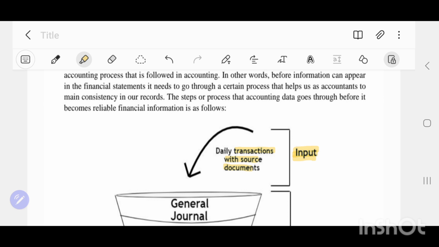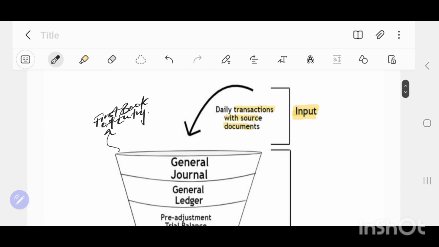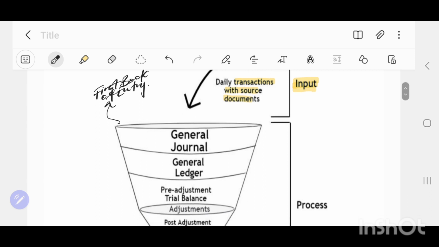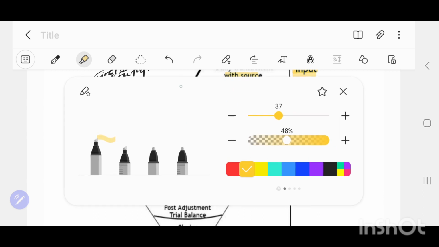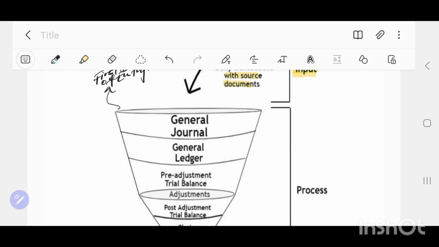So it means that in the process we are going to input daily transactions, and then these daily transactions are recorded in what is called the first book of entry. This is the first book of entry. It's called a general journal. This is the first place in which we are going to record the transactions. And then from there, after recording the transactions on the general journal, we are going to transfer them to what is called a general ledger.